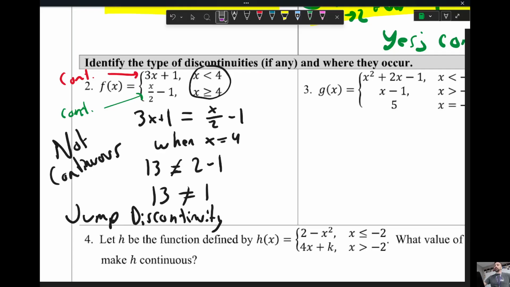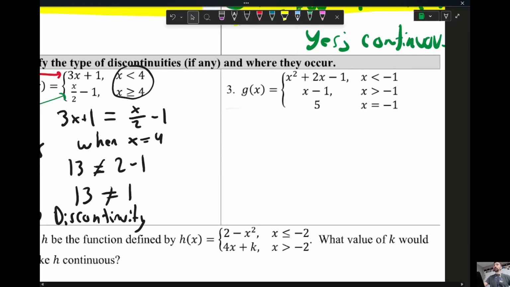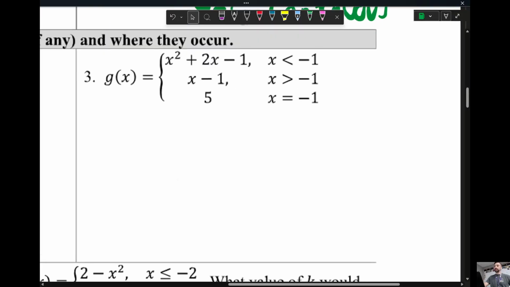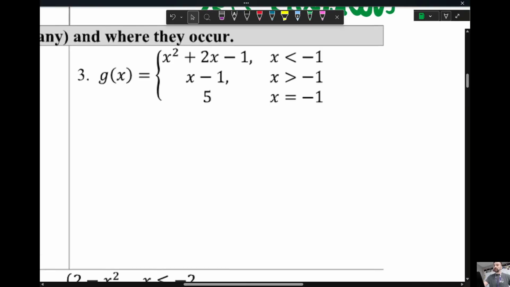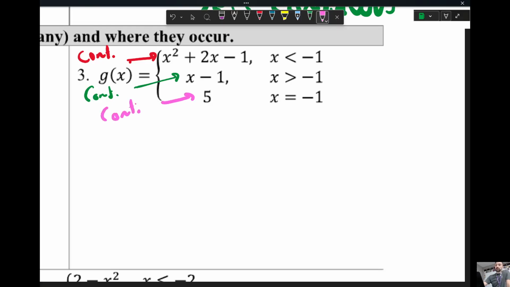Okay, let's look at another one. So this is a 2-piece piecewise function. This is a 3-piece piecewise function. So independently, the top is a polynomial. So it's already continuous. Polynomials are always continuous. X minus 1, you should know what that graph looks like. It's continuous. And the line y equals 5, that's a horizontal line, it's continuous. But just because each of these parts are continuous doesn't mean the function as a whole is continuous.